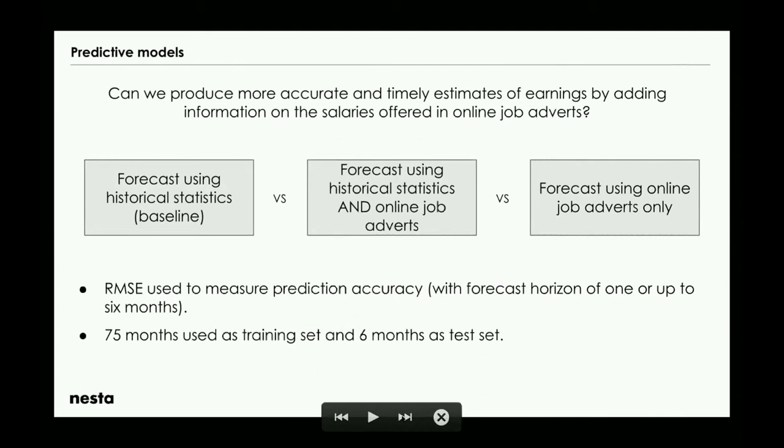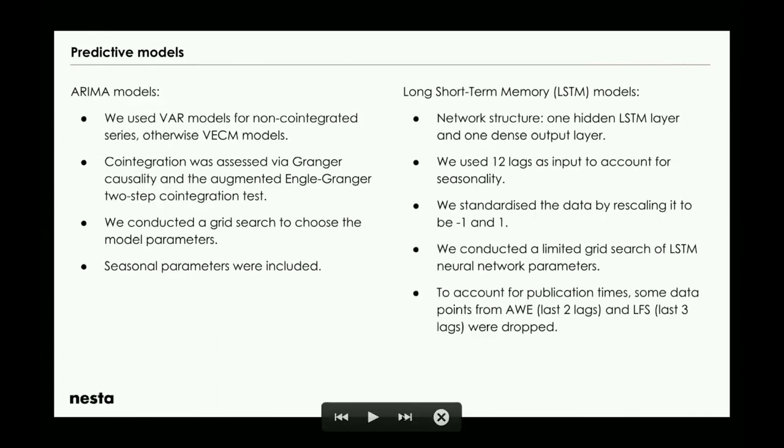What we wanted to check was whether we could produce more accurate and timely estimates of earnings by using information on salaries offered in job adverts. Our baseline is to forecast using only historical statistics, and then we compare this with the forecasting results using either historical statistics and online job adverts, or job adverts only. The root mean square error was used to measure prediction accuracy over a forecasting horizon of either 1 or 6 months, specifically for the LSTM it would be 1. And we split the data set into training and test. Here you can see a bit more detail on the specifics of the model.